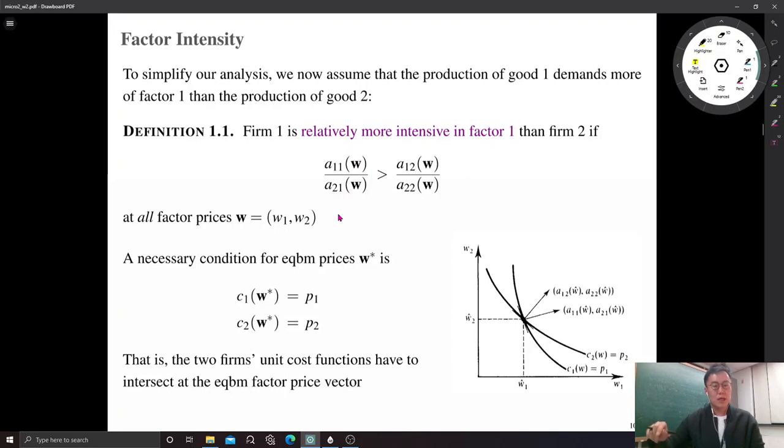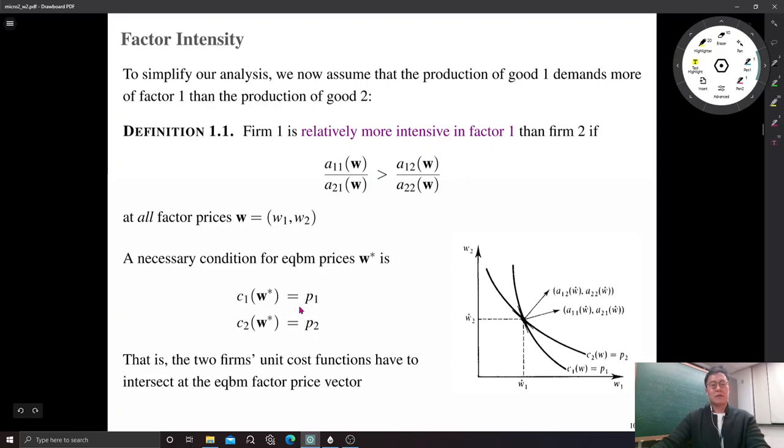Okay. So now, how do we analyze equilibrium in this economy? First, this has nothing to do with the factor intensity assumption. It comes from CRS technology. With the CRS technology, the equilibrium conditions are these two. The first, C sub 1, the first firm's unit cost function should be equal to its output price. And firm 2's unit cost function should be equal to P2.